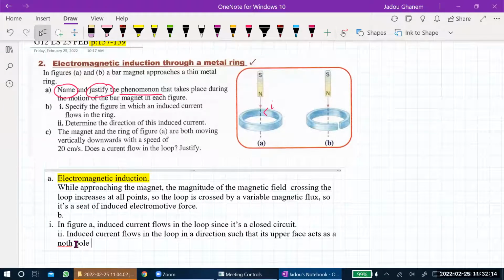Why did I say this? Since the magnetic field created is directed downward by the magnet, the induced magnetic field will be opposing this direction. So the induced magnetic field will be directed vertically upwards. So the induced current flows in the loop in a direction such that its upper face, the upper face of the ring, acts as a north pole to repel the approaching magnet.